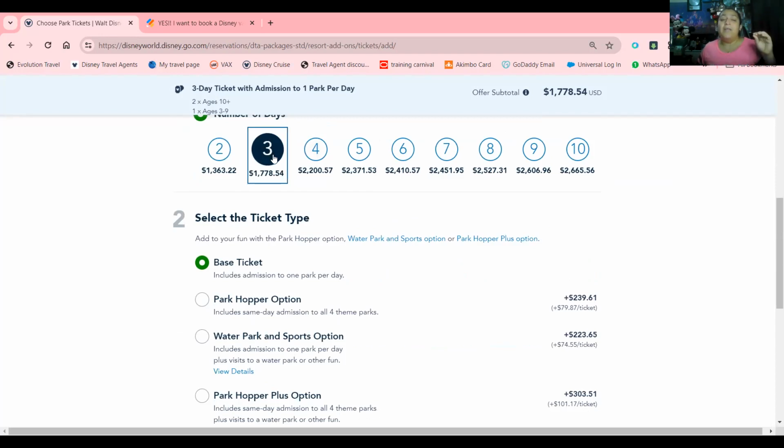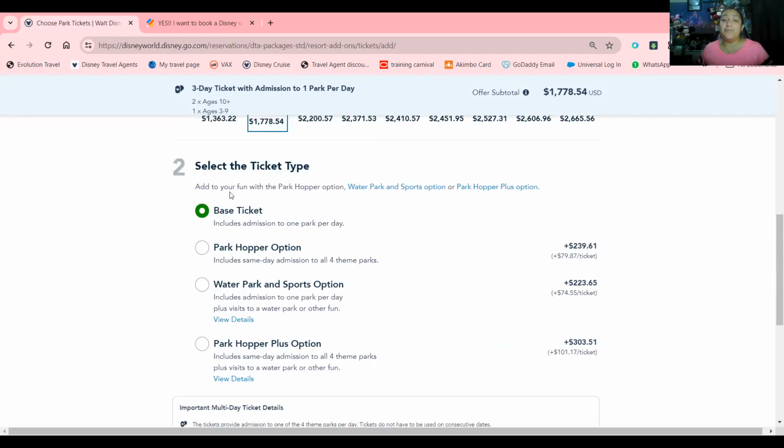Now, the second part says select ticket type. If we use base ticket, that means it's 1 day, 1 park per ticket. Meaning that if I go 1 day, it's going to be 1 day Animal Kingdom, 1 day Magic Kingdom, and the other day Hollywood Studios. Those are my 3 days. Okay. It's not, oh, I want to go to Animal Kingdom and Magic Kingdom 1 day and the other. No, we're not doing the park hopper. Okay. To do more than 1 park in a day, that is called a park hopper.